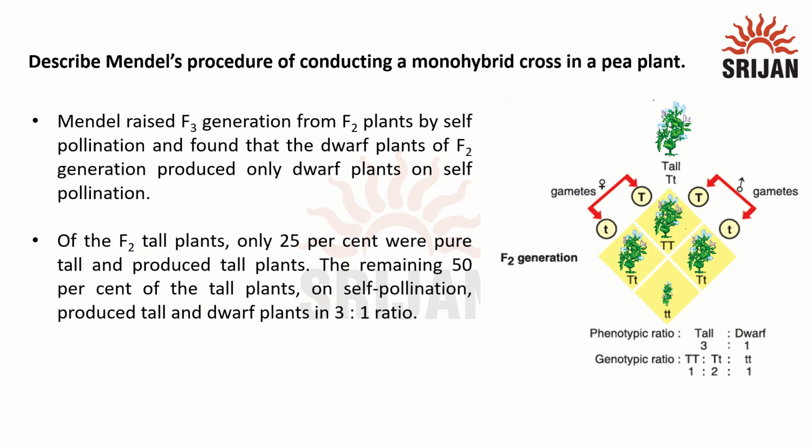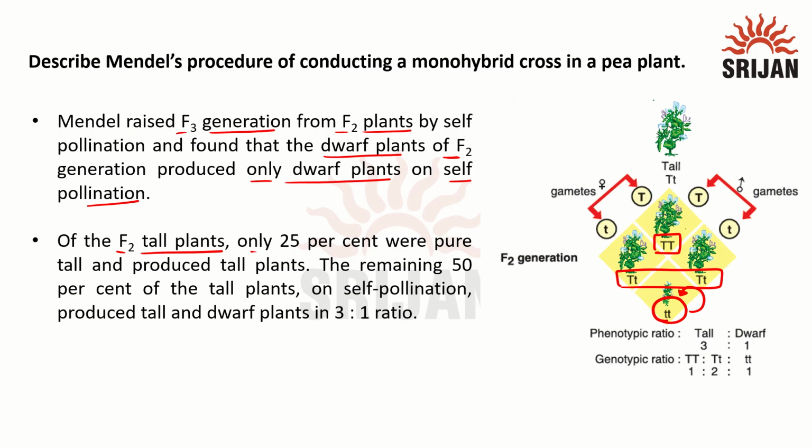Now Mendel raised the F3 generation from the F2 plants by self-pollination again and found that dwarf plants of F2 generation produced only dwarf plants on self-pollination, because they are homozygous, and if I self-pollinate, the next generation will get the same trait. Whereas if we see F2 tall plants, there are two possibilities. One is homozygous tall, other is heterozygous tall.